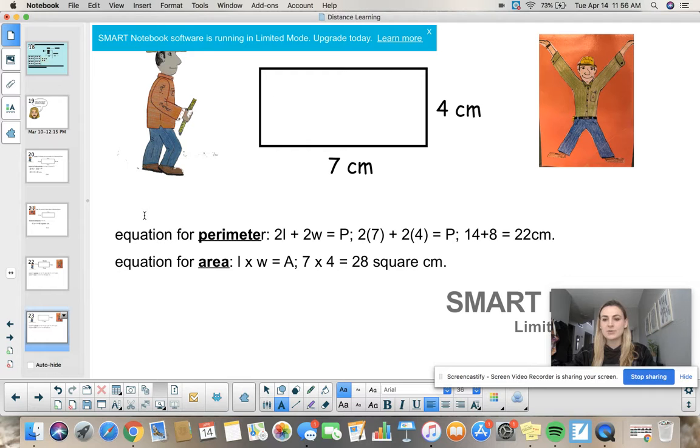To help you remember area and perimeter, remember our friends Perimeter and Andy Area. Andy Area likes to lay in the garden, doesn't mind getting dirty, and when you think of the garden, just think of the rectangle. And Perimeter walks around the garden. He doesn't like getting his shoes dirty. Again, the garden is just the rectangle. Something fun for you to remember.